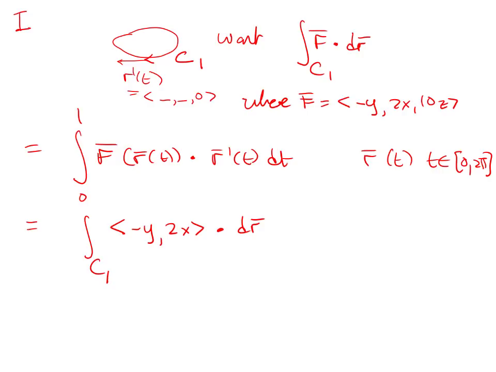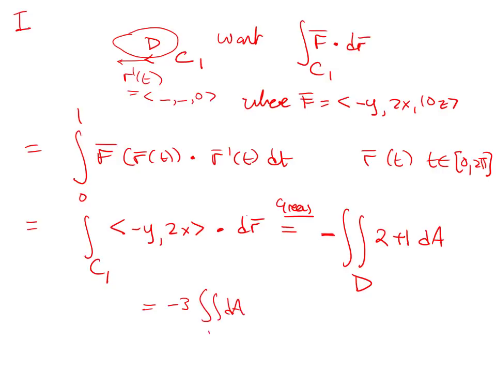Now Green's theorem tells me that this line integral is equal to the area integral of Q_x minus P_y, which in this case is 2 plus 1 dA on D, where D is the interior of this, which is just a circle. But there's a minus sign, because in Green's theorem you need a positively oriented curve, and this is negatively oriented. But this is great. This is just negative 3 times the area of the circle, which is just negative 3 pi. Okay, so that was easy. We just observed that it's a two-dimensional line integral, and we used Green's theorem, and it was a circle, so we just got the area.